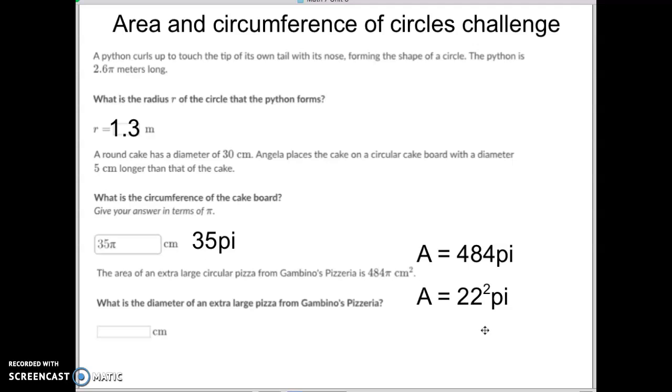Well, if 22 is our radius, then what's our diameter? That's right, 44, because the diameter is always twice as much as the radius. So our diameter for this one is simply 44. Hopefully that makes sense.